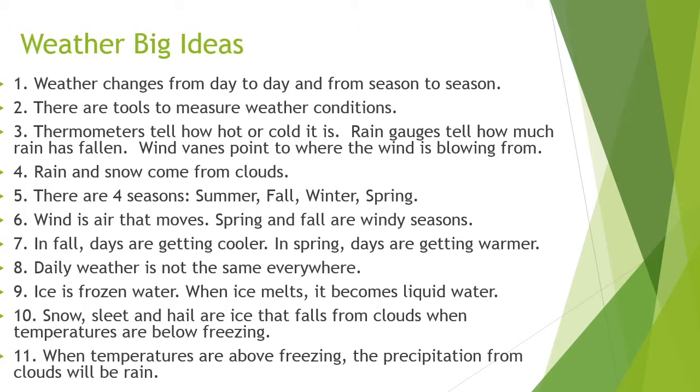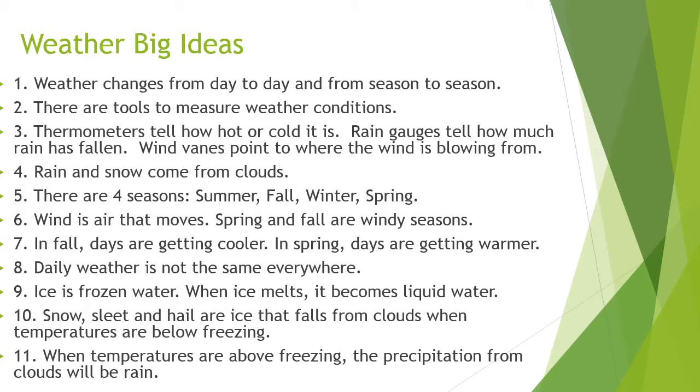We want students to understand that rain and snow come from clouds, and that wind is air that moves. We tend to have a lot more wind in spring and fall than in the winter and the summer, especially in Atlanta, where we don't have very much wind in the summer. We want them to see the pattern that in the fall the days are getting cooler, and in the spring the days are getting warmer, in that regular repeat over time. And that daily weather isn't the same everywhere. The weather we have in Atlanta is not the weather they're having in Boston or Chicago or New Orleans.